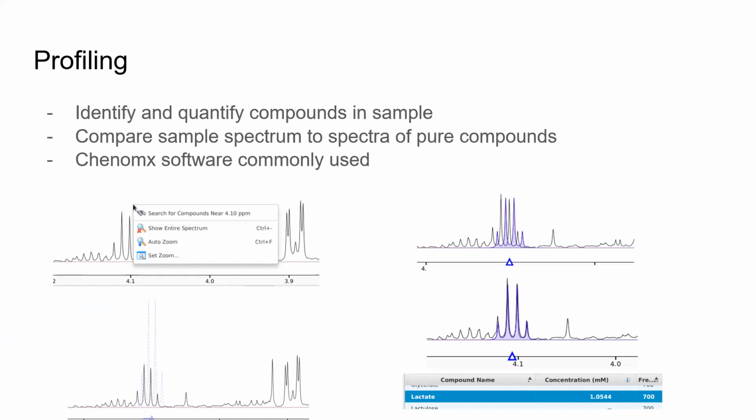Once we process it, we can analyze the spectrum. This is called profiling. What we want to do is compare our unknown sample with spectra of pure compounds. One of the ways we can do this is manually with software called Genomics. Genomics was developed in Edmonton and is used for manual targeted profiling for NMR.